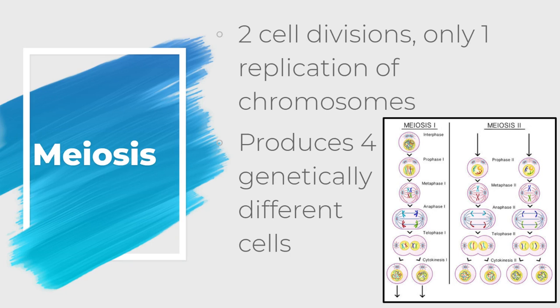But in meiosis, you have one replication of the chromosomes at the beginning, but then your cell goes through one cell division and then another cell division. So if you think about it mathematically, the end point of meiosis is going to be very different than the end point of mitosis. Through meiosis, you are going to produce 4 genetically different cells. So each cell is only going to have half of the information that it needs to form another organism.